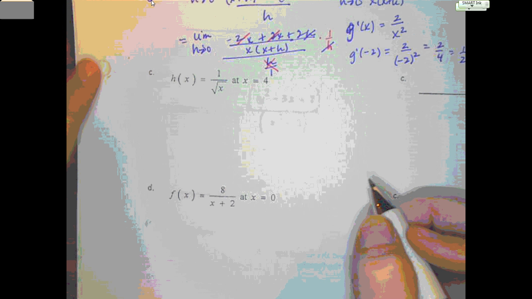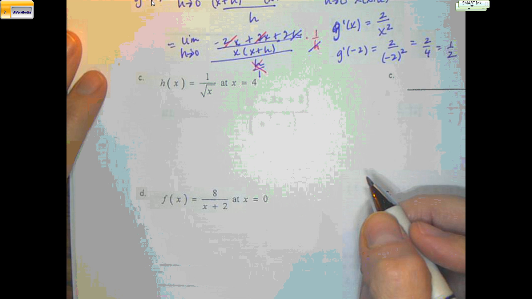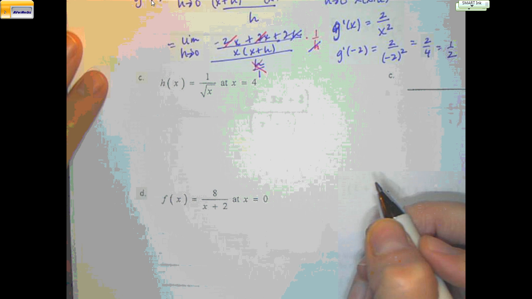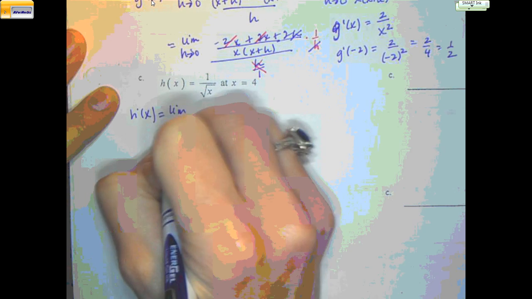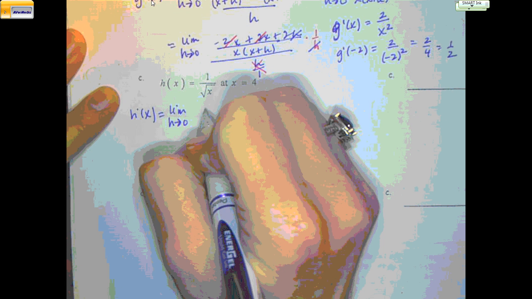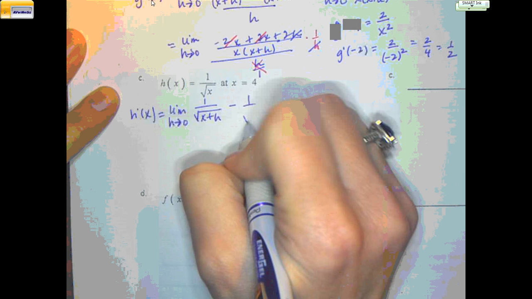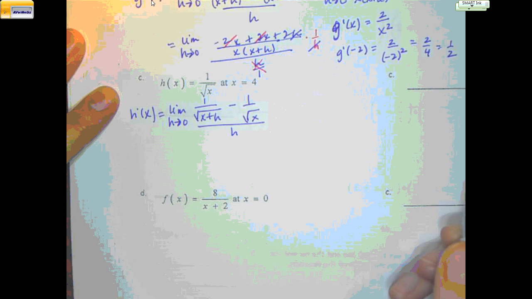And because we're not using the power rule, it doesn't do you any good to rewrite that thing. So let's just leave it as it is. And the derivative of h of x is the limit as h approaches 0 for everywhere I see an x, I put in x plus h, minus the actual function, all over h.